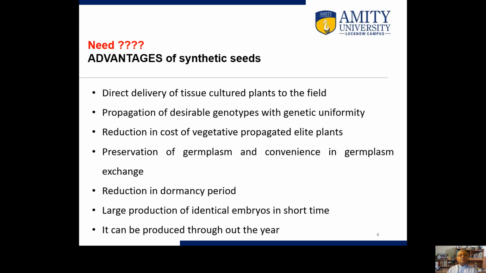It ensures the propagation of desirable genotype with genetic uniformity, which is very much required. It reduces the cost of vegetatively propagated elite plants. It also ensures the preservation of germplasm and convenience of germplasm exchange and transportation. It ensures the reduction in seed dormancy, because in the in vitro methods, the environmental and cultural conditions can be manipulated and controlled by automation. And it ensures the large production of identical embryos in a short time, and it can produce throughout the year without any seasonal constraints and variations.